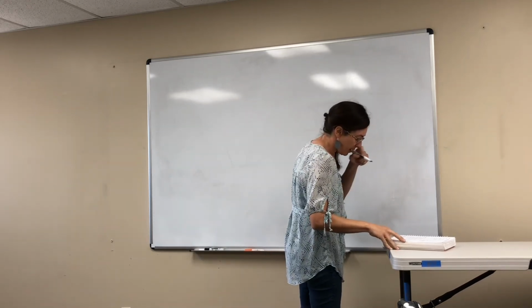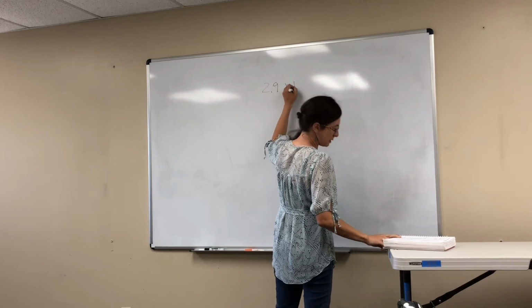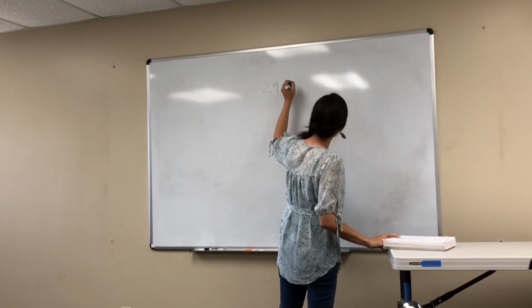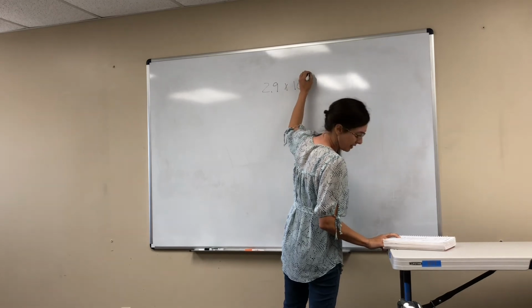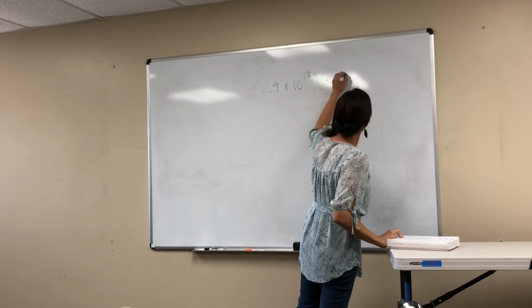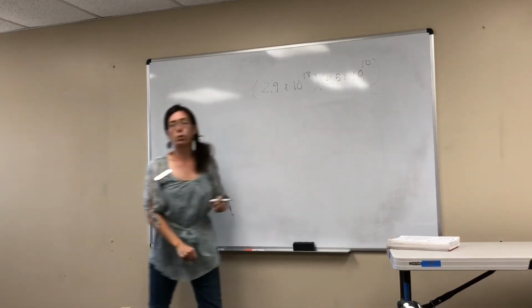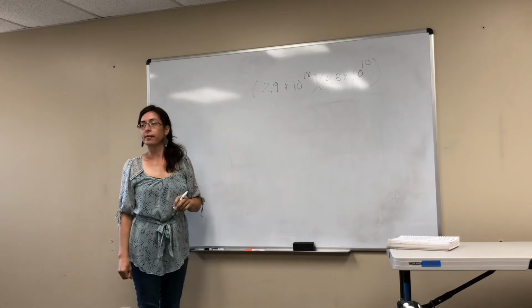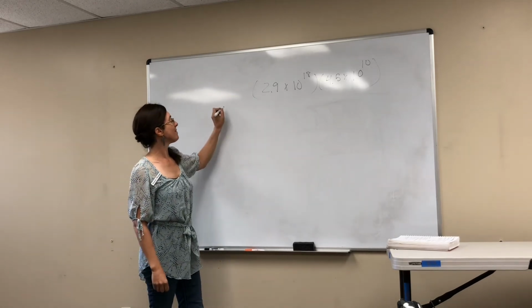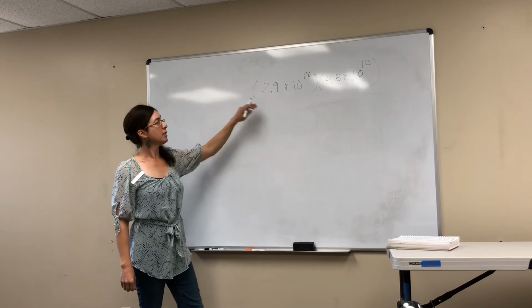Okay, so if I have 2.9 times 10 to the 18th times 4.5 times 10 to the 10th, step 1, what would we do? Which part's step 1? Simplify. Okay, yeah, we want to simplify.